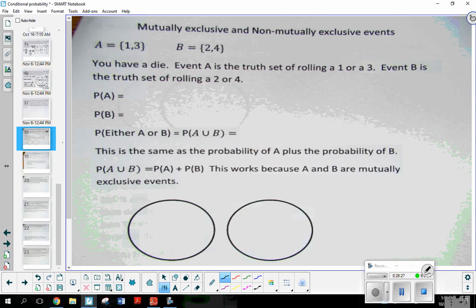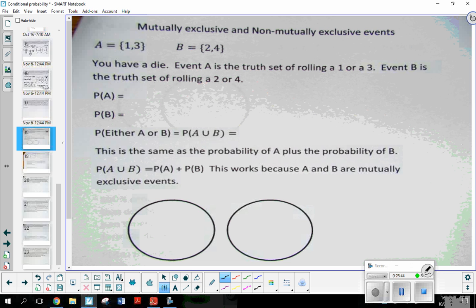Okay. All right. Let me show you a few problems to, again, make sure you feel comfortable knowing the difference between mutually exclusive and independent, because there is a huge difference. Okay. Mutually exclusive and non-mutually exclusive events.